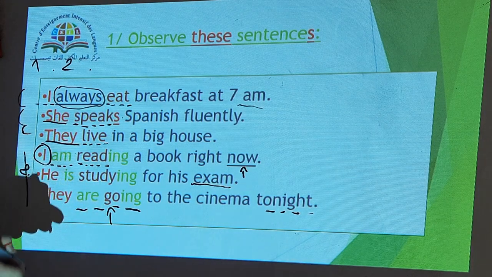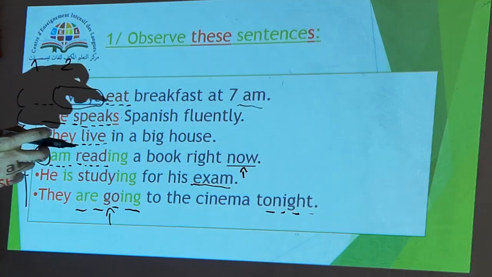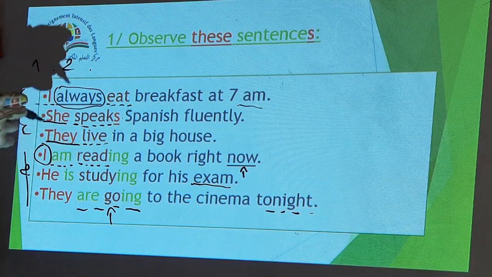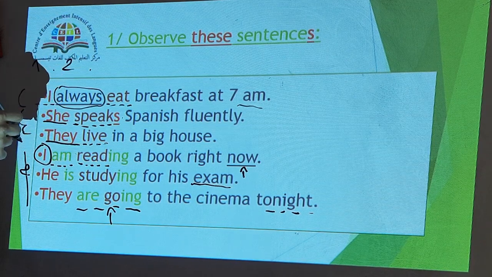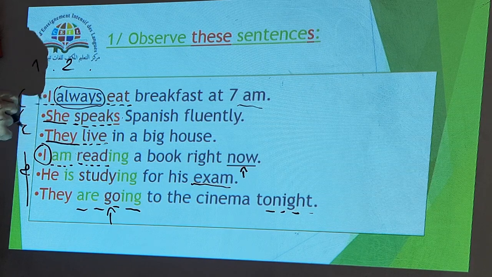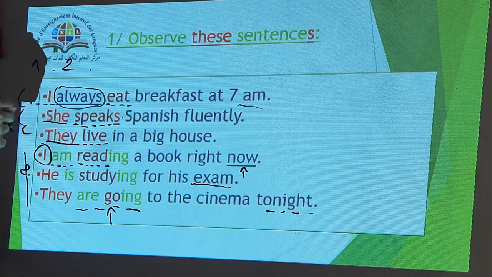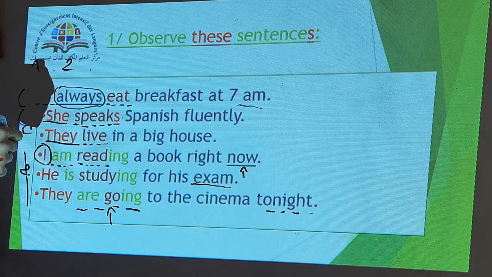When we have a planned action, the most relevant tense that we have to use is the present continuous and not the future simple. We use the future simple when we have a spontaneous decision. It means that it does not need a planning.